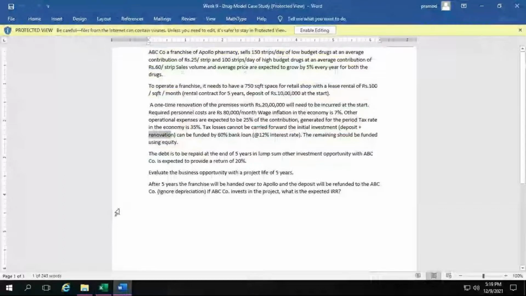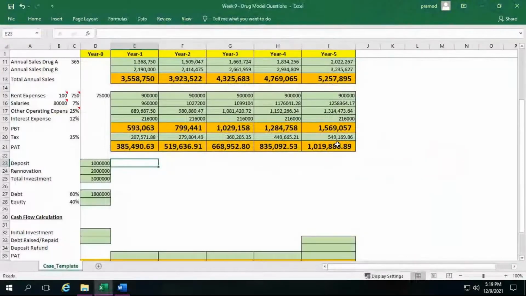So next, to find out equity. Again, the remaining should be funded using equity, 12% with the 40%. Where they have told for the deposit and renovation total only, for that also we will find out the equity. So 60% as they told, of the total amount of investment, is debt, the loan, and the 40% is equity. So that should be the total investment into 40%.